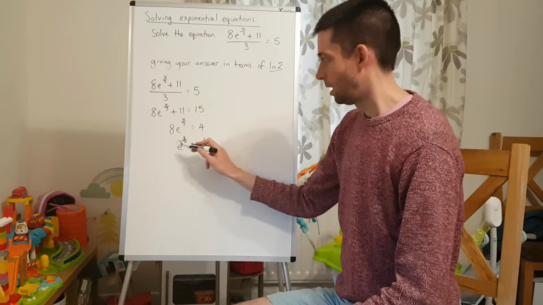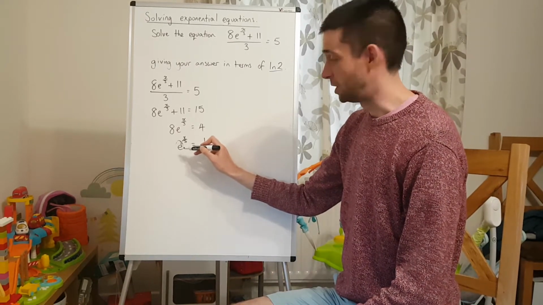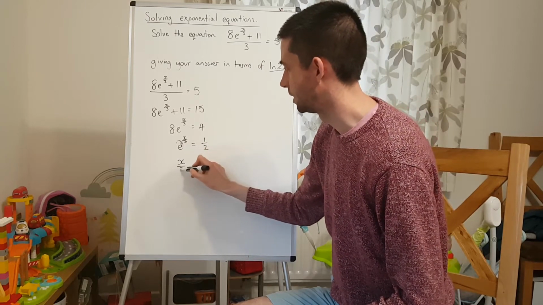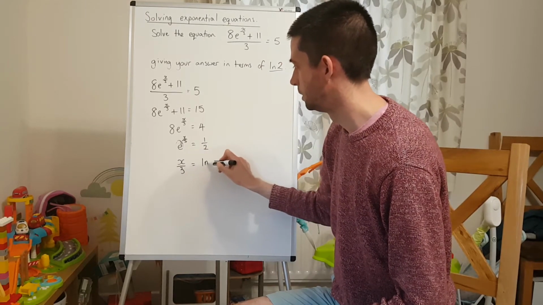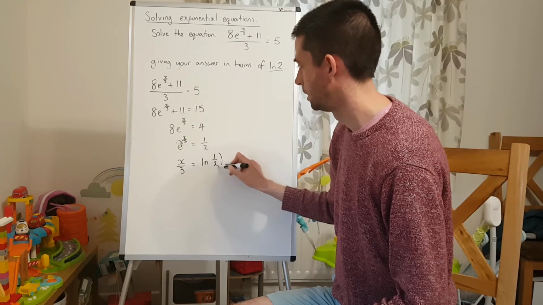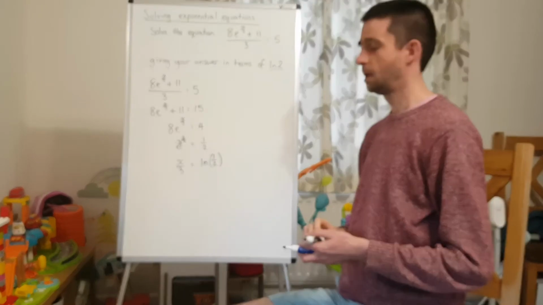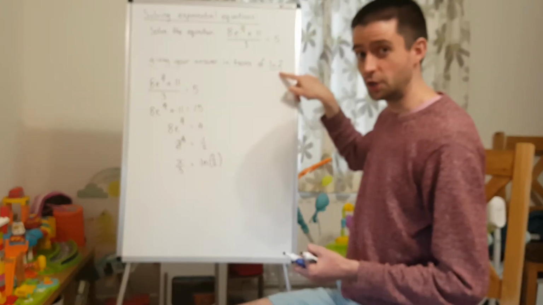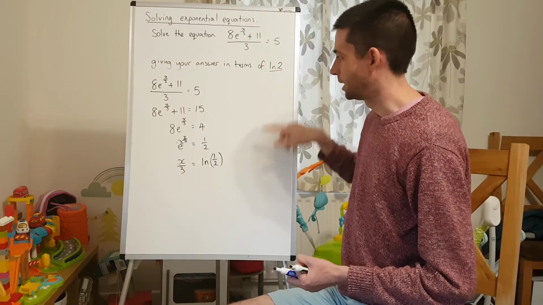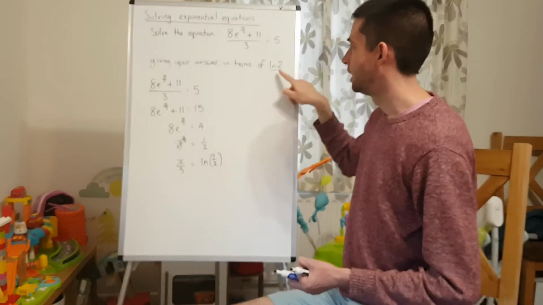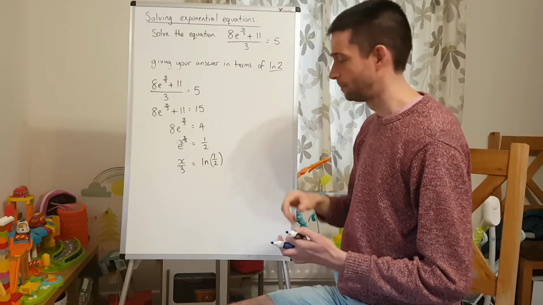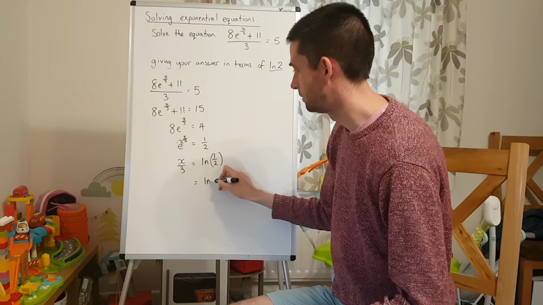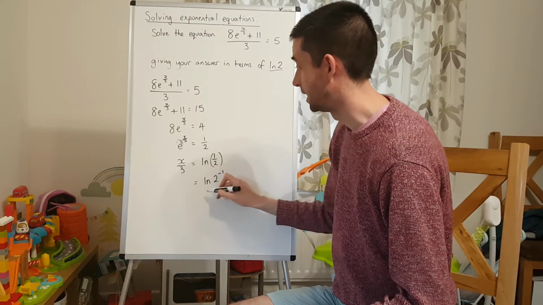Now, I've got to the point where I've got e on its own, so I can ln, which means that I've now got x over 3 equals ln of 1 half. But I don't want ln of 1 half, I want it to be in terms of ln 2. So I need to think, okay, how can I write 1 half as base 2 with a power? And the way that I can do that is I can say that 1 half is 2 to the power of negative 1.